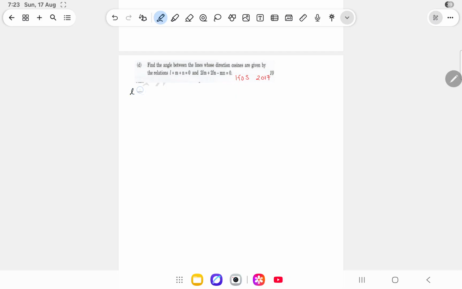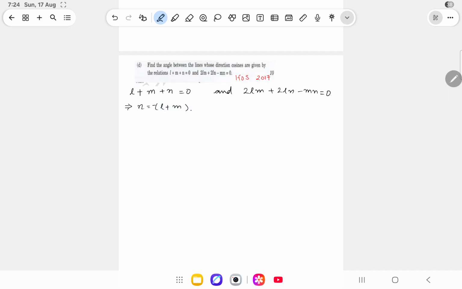The two relations are L plus M plus N equals 0 and 2LM plus 2LN minus MN equals 0. So we can just substitute the value of one of these into the other to reduce it to a quadratic equation. So let us substitute the value of N. N equals minus of L plus M.